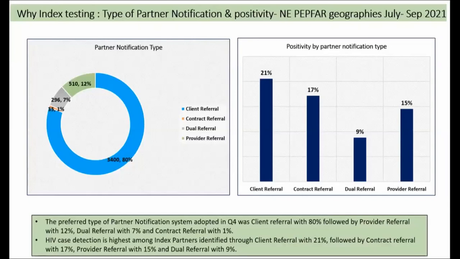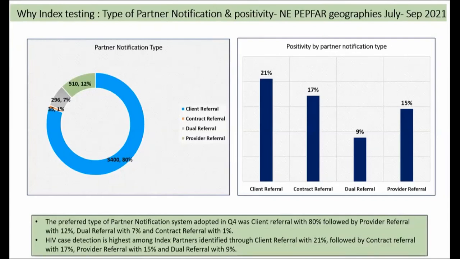Now I will briefly touch on why index testing is important. As we are already doing partner testing, we are doing spouse testing to some extent at the facilities. This data is from the Northeast, where PEPFAR and CDC are working with the implementing partner ITAC. This data is for the July to September period, and we tried to understand the different partner notification strategies adopted by the clients.